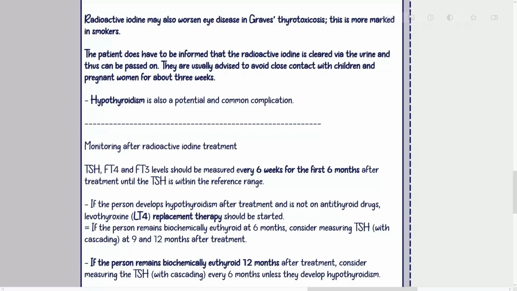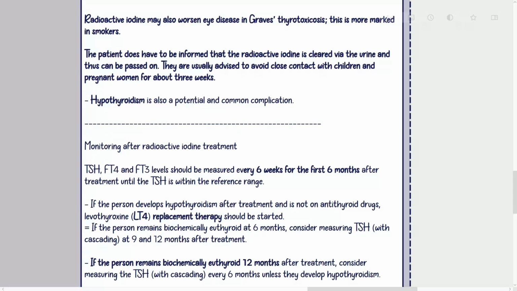Monitoring after radioactive iodine treatment. TSH, FT4, and FT3 levels should be measured every 6 weeks for the first 6 months after treatment, until the TSH is within the reference range. If the person develops hypothyroidism after treatment and is not on antithyroid drugs, levothyroxine, LT4, replacement therapy should be started.